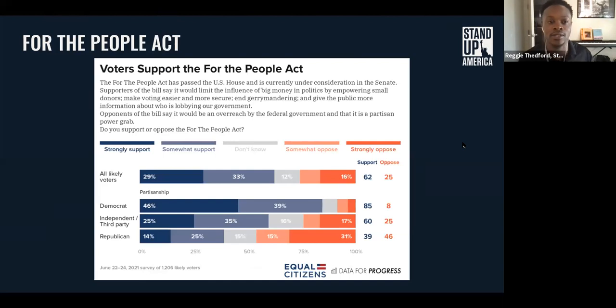All right, let's go to the next one. So let's look at some pieces of legislation that we assume to be blocked. The For the People Act has already been filibustered once. But let's look at some.